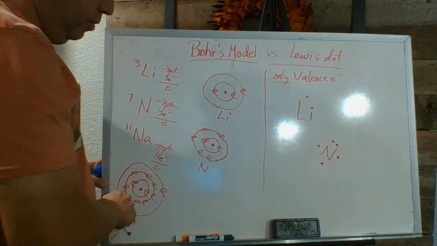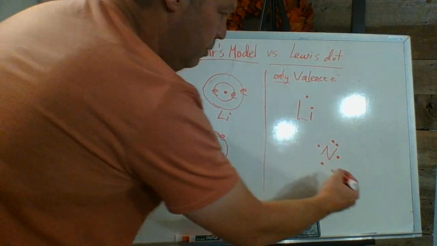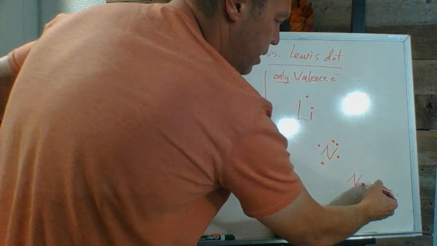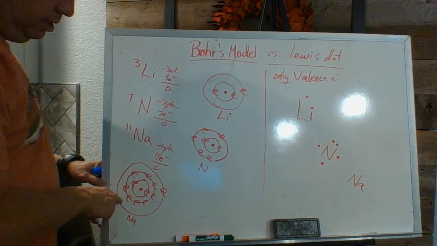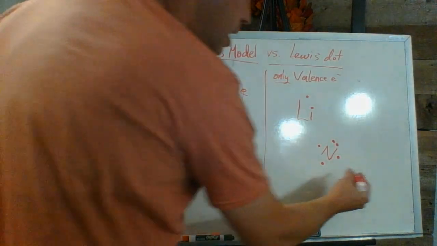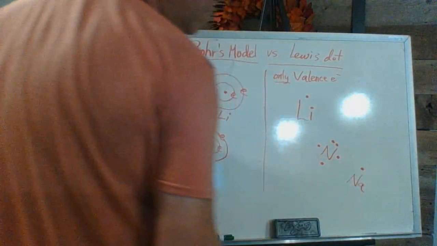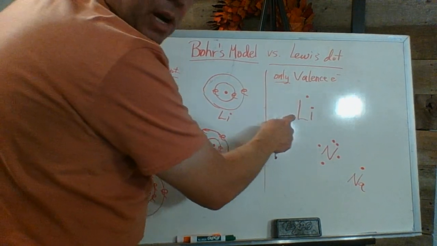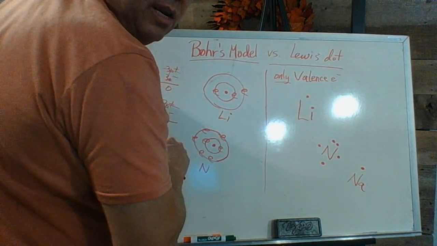Okay, last one was sodium. How many valence electrons does he have? Well, he has 2 in the first, 8 in the second, 1 in the last. Huh, he has 1 in the last. Who else had 1 in the last? That guy. Hey, check him out. Do yourself a favor. Check him out on the periodic table.